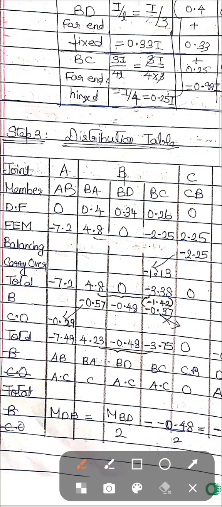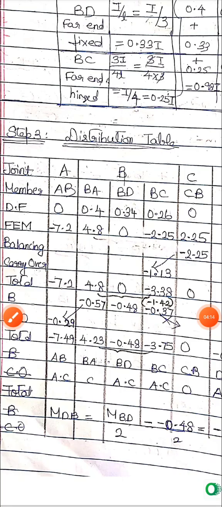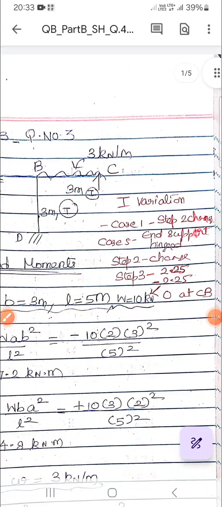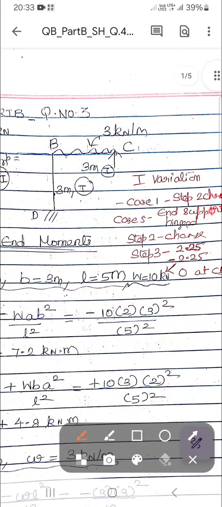Now, this case is for the end support being a hinge. So first for that you have to do balancing. At C, since C is a hinge, what will be the bending moment? It will be equal to 0. So MCB should be made 0. As for the cantilever portion, we balanced it, you remember.